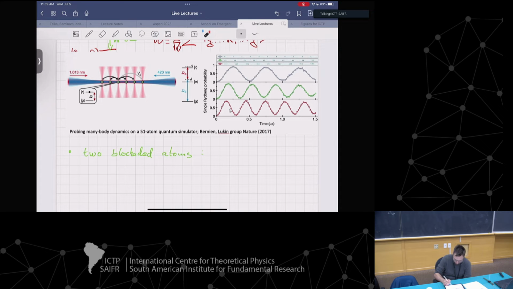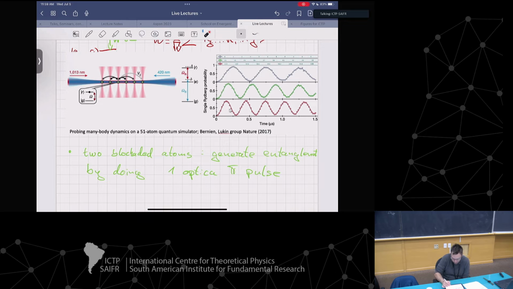Okay, so now if you have 2 blockaded atoms, you can just generate entanglement by doing 1 optical pi pulse. So basically what this is saying, if I stop my laser beam in this 2-atom case at the top here, then I've made an entangled state. I have made this W state of ground Rydberg plus Rydberg ground. And that works perfectly fine.